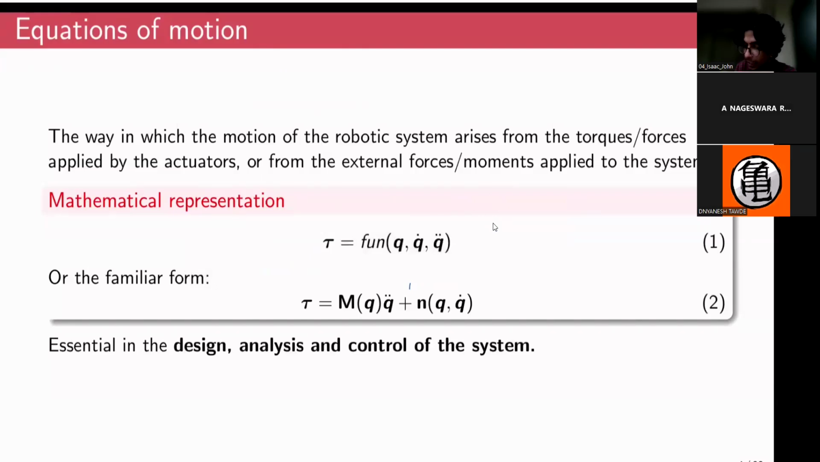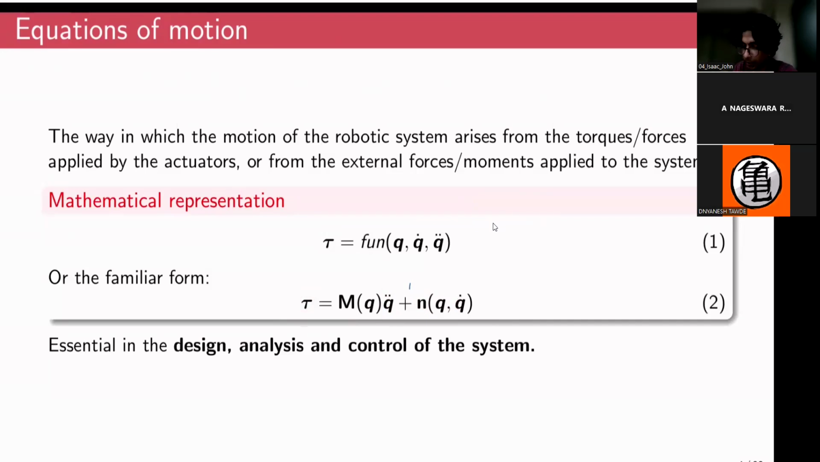So the dynamics is something that maps the generalized forces and moments to the positions, velocities, and accelerations of the generalized coordinates. And we can also reduce that to a very familiar form, which is that the torque can be obtained as a mass matrix, which is a representation of all the masses and inertias of a rigid body system, multiplied by a vector of accelerations, plus a vector that would contribute to the joint torques in the generalized coordinates.